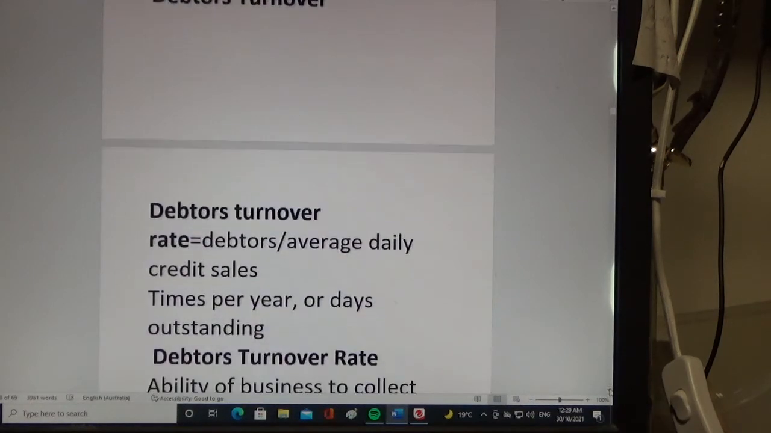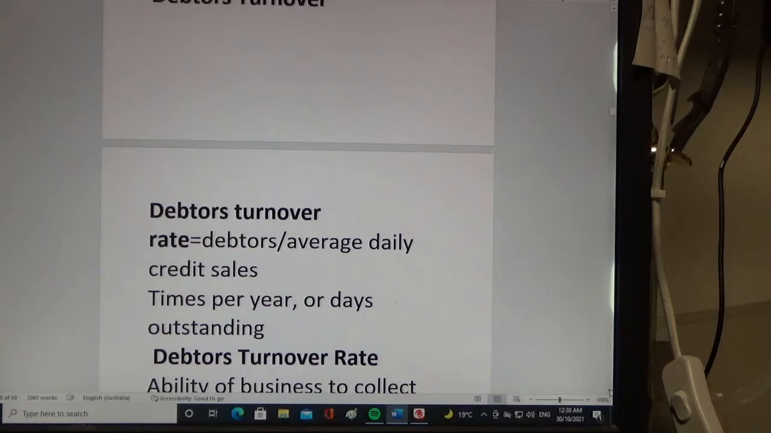Debtors turnover equals your debtors account divided by average daily credit sales. Credit sales being different to cash sales. We're talking about credit sales. Another word for debtors, of course, is accounts receivable, AR.